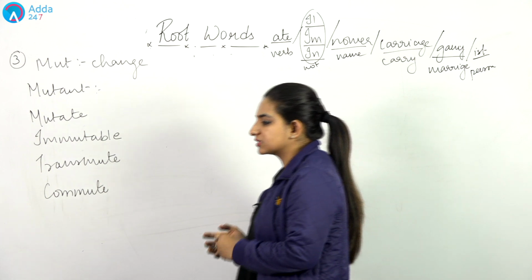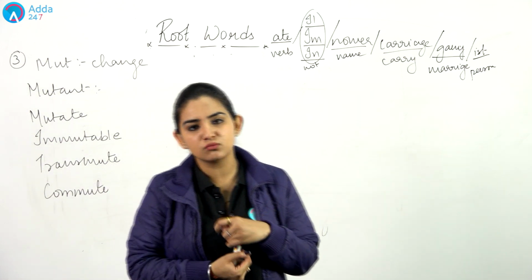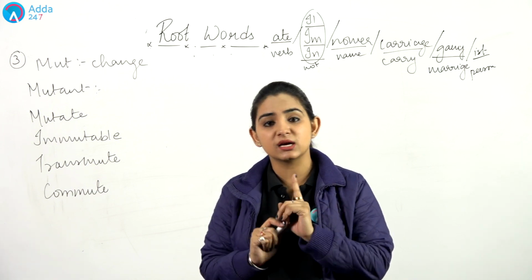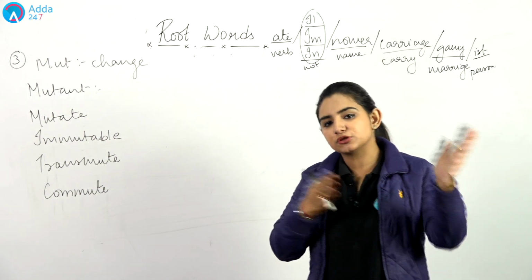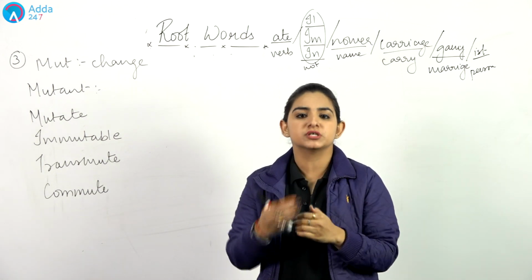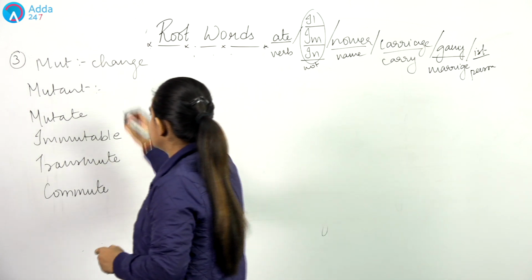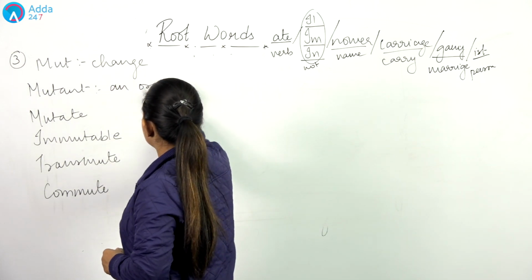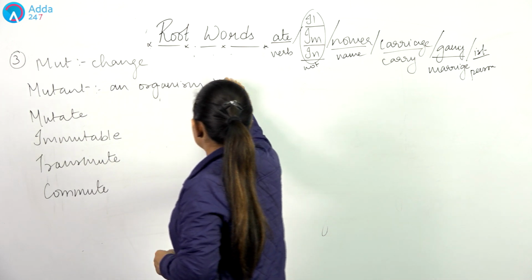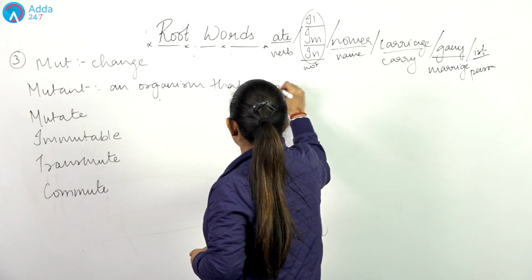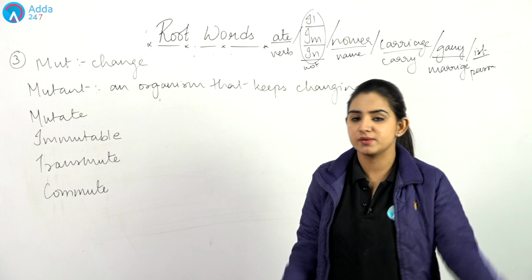Now, if we talk about this one particular word, that is mutant. Mutant is actually a person, an organism that keeps on changing. If you have seen a movie called Krish, in that Kangana Ranaut played a role, and in that role she keeps on changing to one or the other person she sees, right? And therefore, that is what we mean by mutant, an organism that keeps changing, or that can change itself.